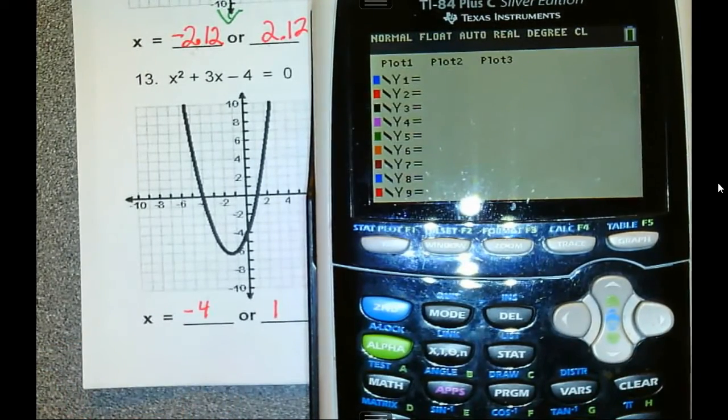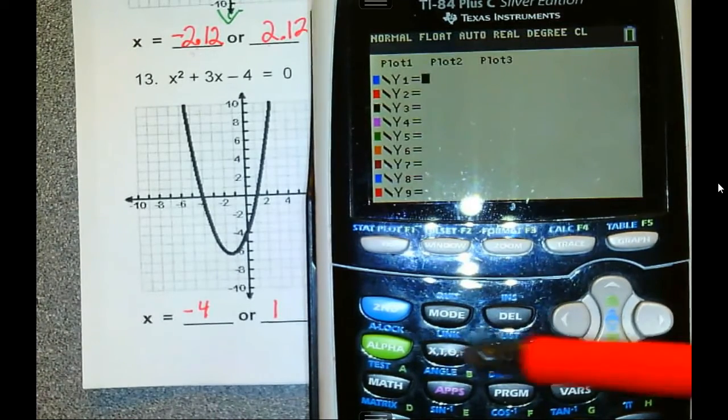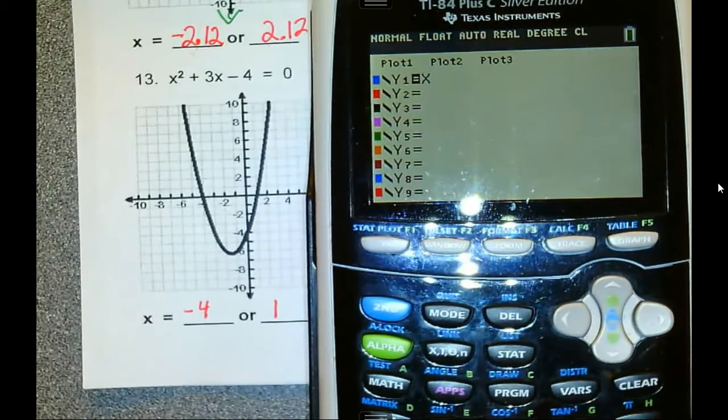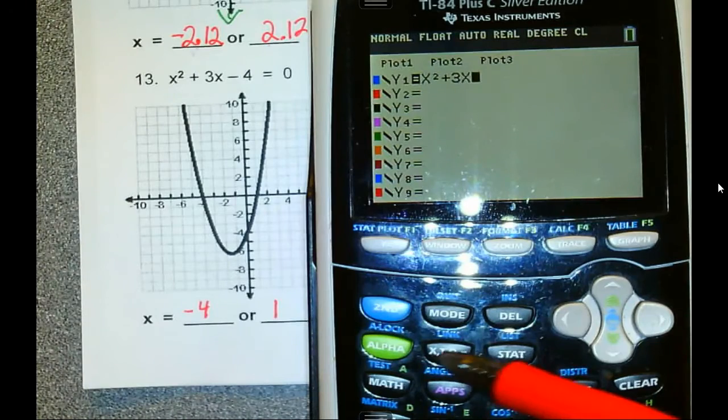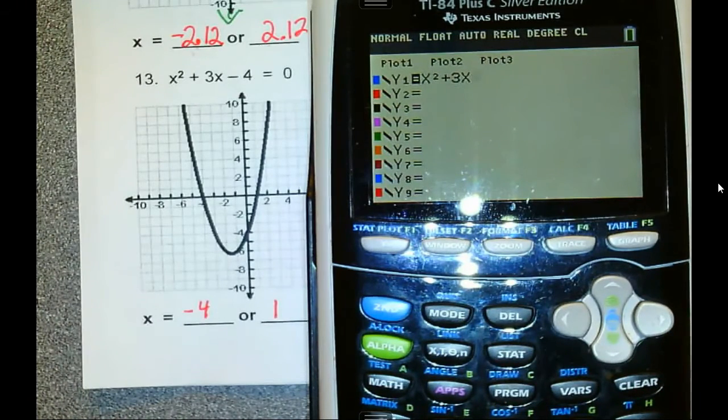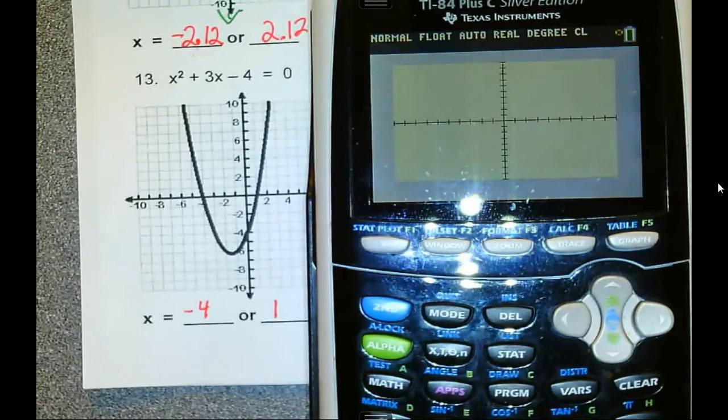Okay, let's put our quadratic equation in there. X squared plus 3x minus 4. We're going to graph this, and our parabolas are the same.